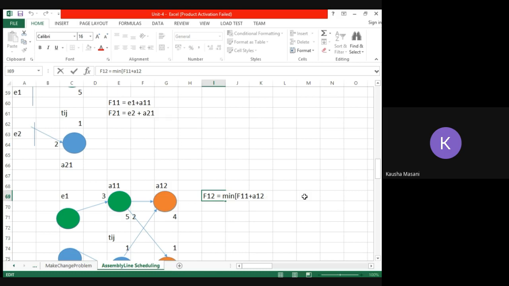That means I'm changing my line. Then the formula will be F21 plus time taken to change the line. So T of 21, from line 2 towards line 1 I'm going. So T21 plus work I'm doing at A12. Whichever is the minimum value out of the two that I'm supposed to take. Clear, online students?